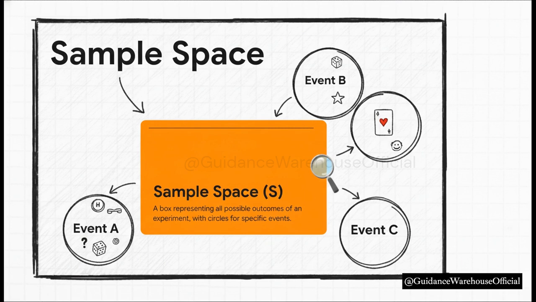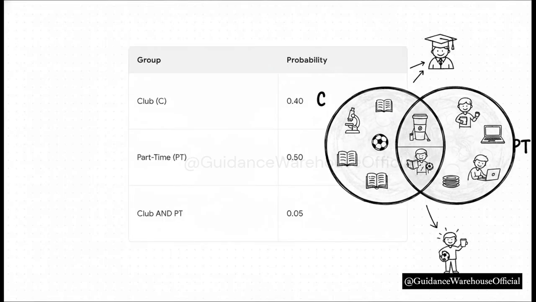Think of your sample space, this big outer box, as a giant sorting bucket holding absolutely every possible outcome. Inside this box, we draw smaller circles. These represent specific events, and sometimes those circles overlap, meaning an outcome belongs in more than one bucket at the exact same time. Let's ground this with a real-world example from the text involving college students.